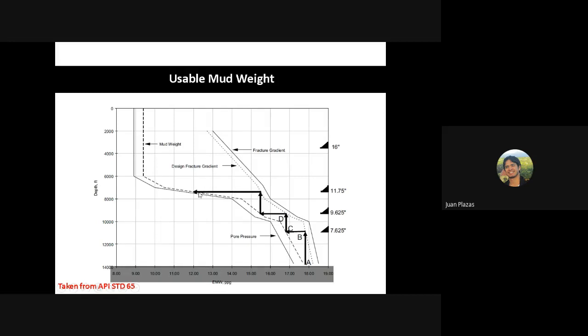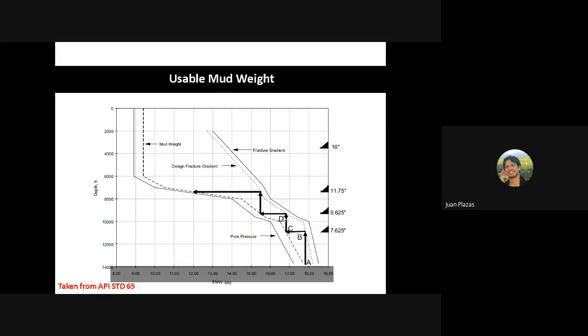So let's say we are at 6,000 feet, our usable mud weight will be between close to 9 ppg and, according to the chart, the maximum will be 15 ppg. So usable mud weight will be between formation pore pressure and formation fracture pressure. So this is our usable mud weight for each section of the well.